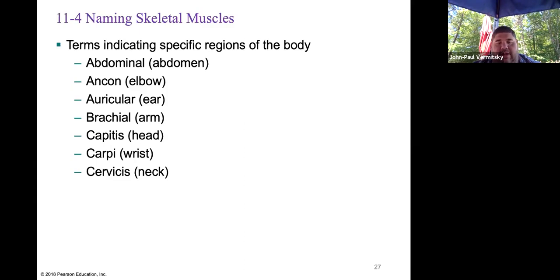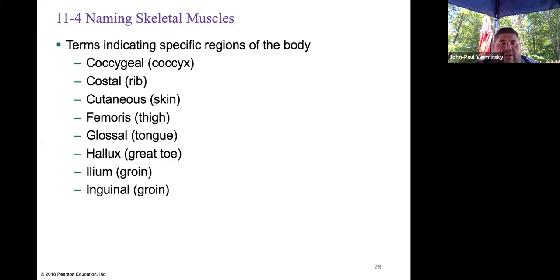This is kind of going a little bit back to chapter 1, just to refresh you on some terms. Abdominal means the abdomen area, ancon is elbow, auricular is ear, brachial is arm, capitis is head, carpi is wrist, and cervicus is neck. Coccygeal is coccyx, costal is rib, cutaneous is skin, femoris is thigh, glossal is tongue, hallux is great toe, ilium is groin, inguinal is also groin.